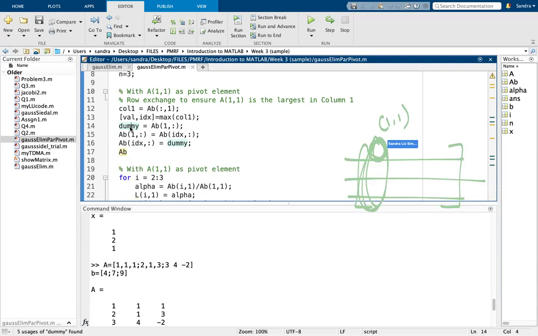So for that, what I do is I save the first column. I save this as col 1. Okay, in col 1, I check which is the maximum value. Is this the value? Is this the value? Or is this the value? I check.